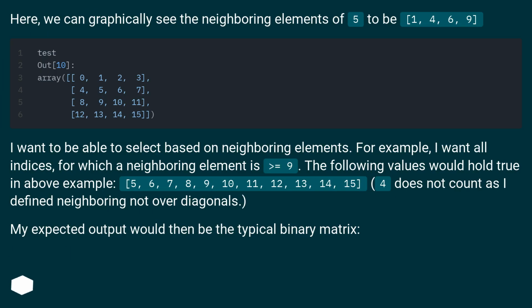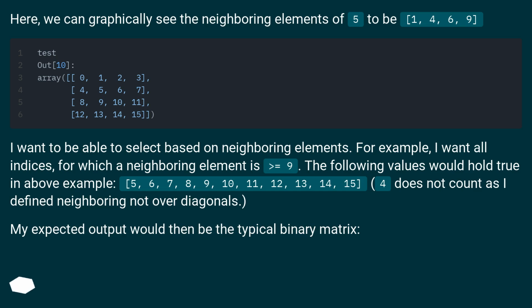Here, we can graphically see the neighboring elements of 5 to be 1, 4, 6, 9. I want to be able to select based on neighboring elements. For example, I want all indices for which a neighboring element is greater than or equal to 9. The following values would hold true in the above example: 5, 6, 7, 8, 9, 10, 11, 12, 13, 14, 15. 4 does not count, as I defined neighboring not over diagonals.